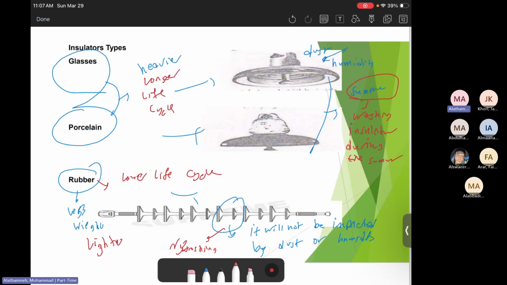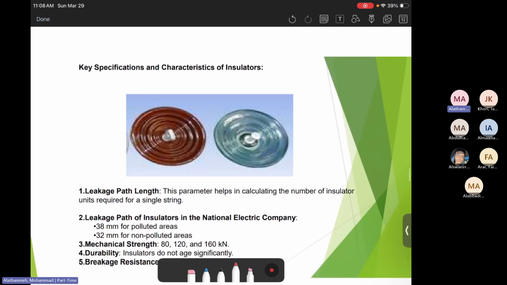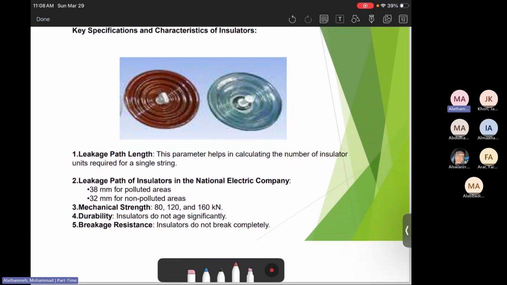However, the porcelain and the glass are heavier. That's the drawback, and they need to be washed. But the thing about it is that it can take dust and humidity, therefore we need to wash the insulation material. Here are some specifications about the leakage path for each one, if it is polluted or non-polluted, depending on the area. And there is the mechanical strength: tension 160, suspension 80, heavy suspension 120. And for durability, insulators do not age significantly in porcelain and glass.